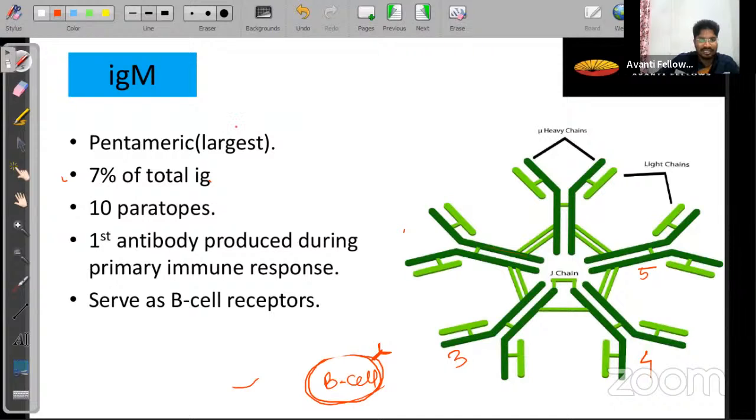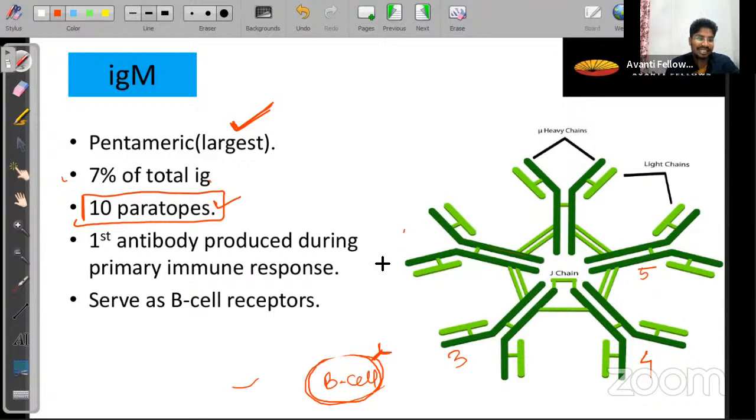A question can be made from here: which is the largest antibody? As it is pentameric, it will be the largest antibody, IgM. It is 7% of total immunoglobulin, and as it is pentameric, 10 paratopes will be there, not isotopes, sorry. It is the first antibody produced during the primary immune response. The first antibody produced in the primary immune response is IgM. It serves as a B cell receptor.